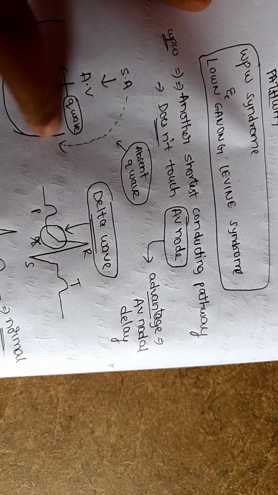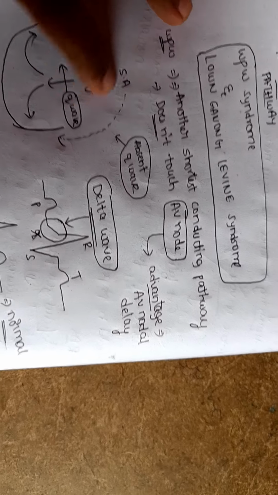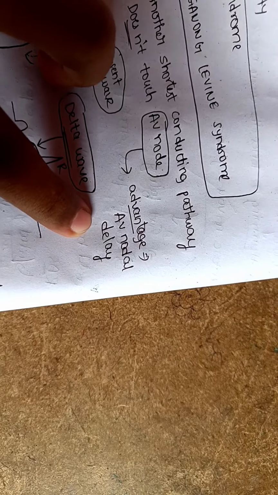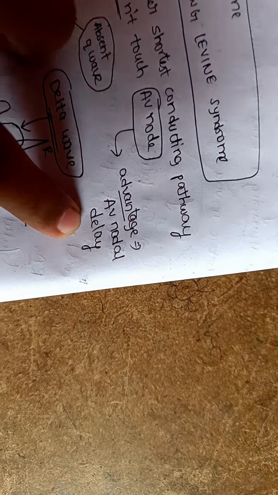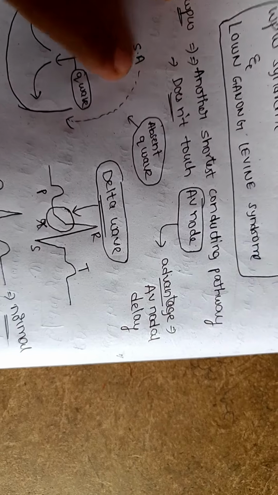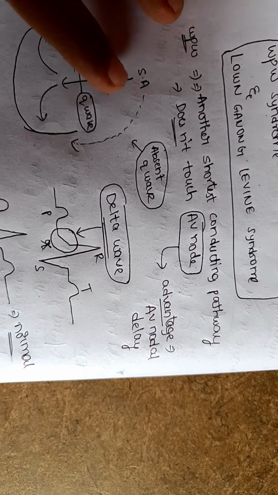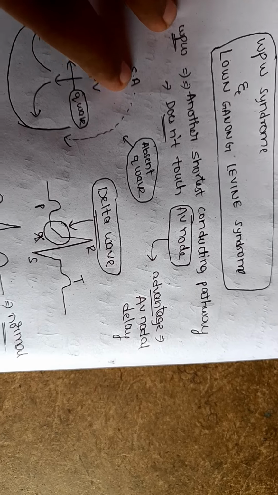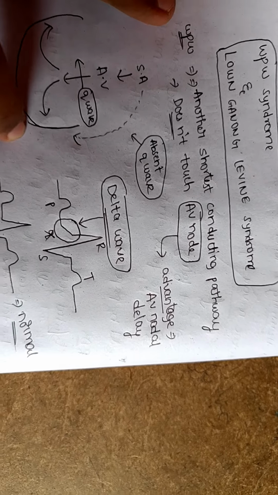So the bundle of Kent is not going through the AV node. The advantage of going through the AV node is the AV nodal delay, which is actually a normal physiology in our heart. So as there is a bundle of Kent bypassing, there won't be any delay at the AV node. So that means there is a faster conduction into the heart.